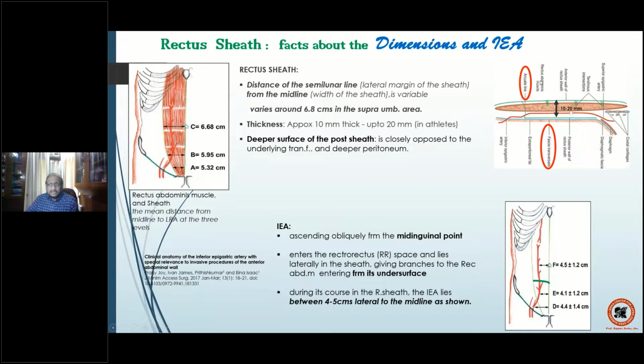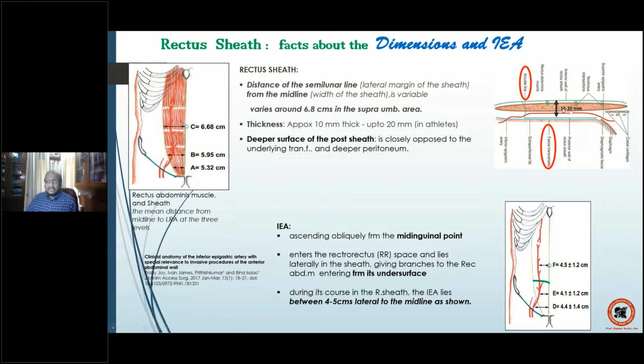Number two, the depth of the rectus sheath is also important. Normally, it is about 10 millimeters thick, but it can vary up to 20 millimeters, especially in those individuals who have got an increased rectus abdominis mass. For example, those who have a six-pack, or they are heavy manual workers, or they are athletes.